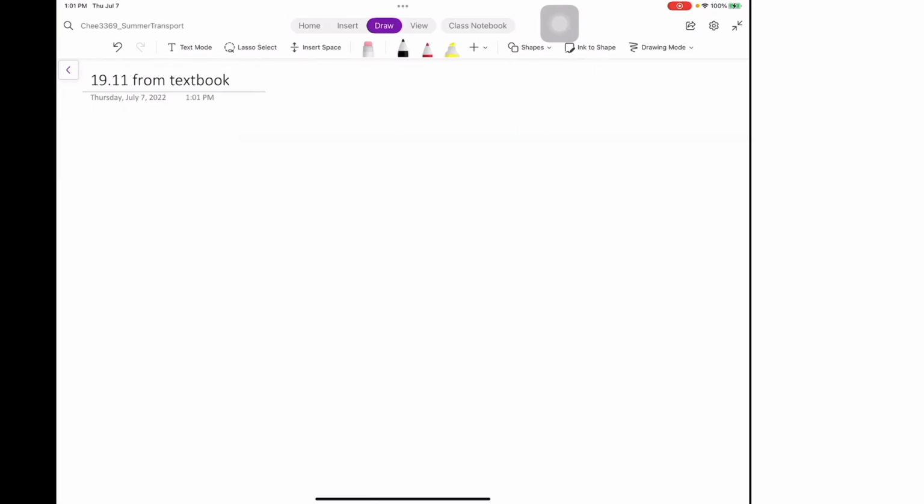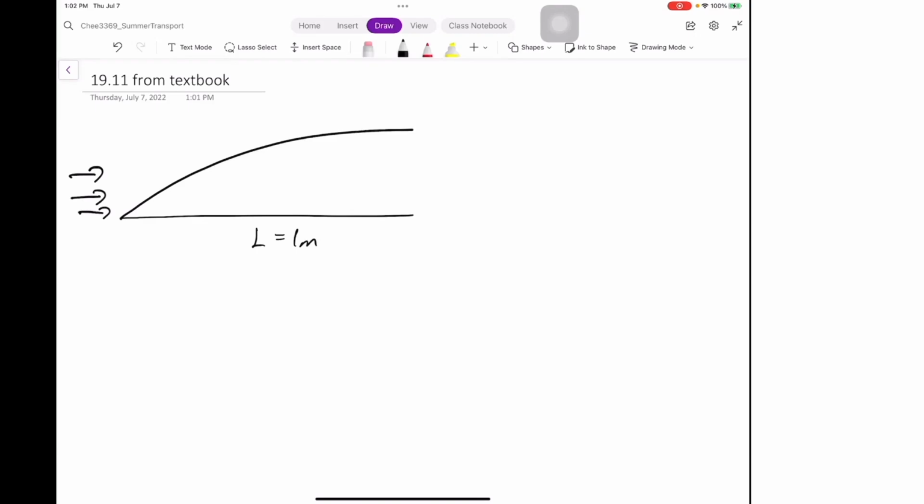Okay, so we have L equal to 1 meter. Air is flowing. Imagine that this is your boundary layer for the momentum transfer. So let's calculate A, the mean coefficient of skin friction.